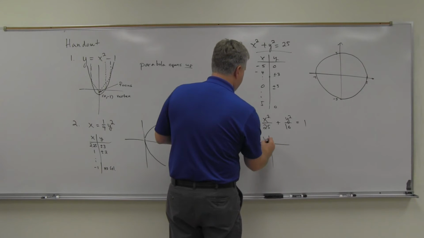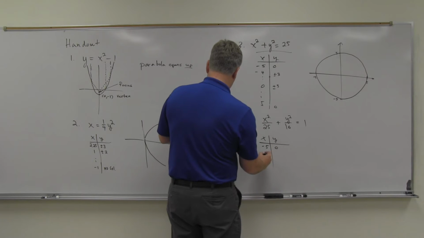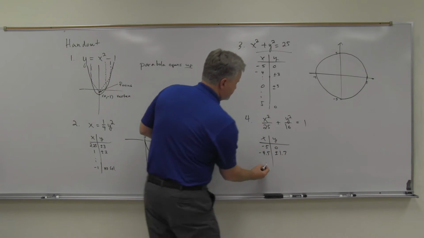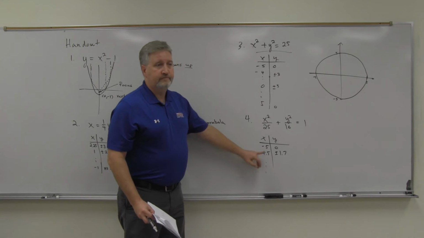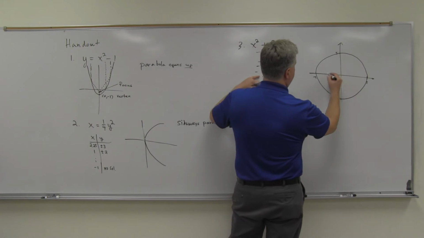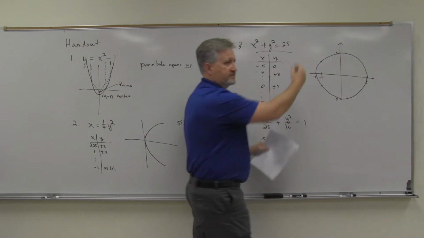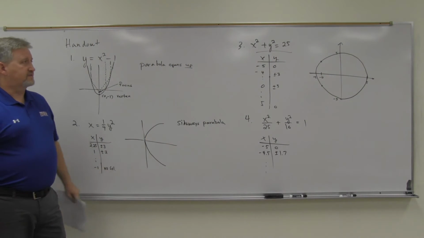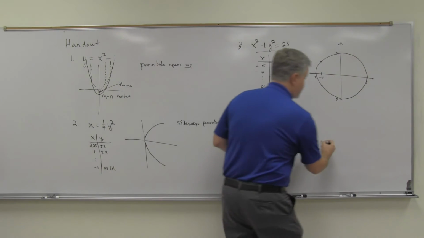But when we do the table here, again, on most of the x values I picked out, I'm going to get 2 y values. And so again, that's why here I've got -4, +3, and -3. I've got 2 y values for each x value. Same thing happens on this, but what shape does that give me?